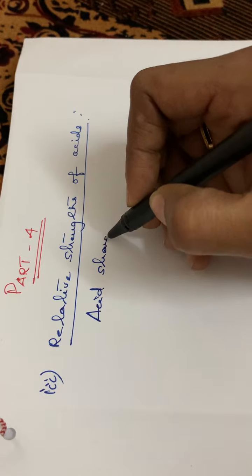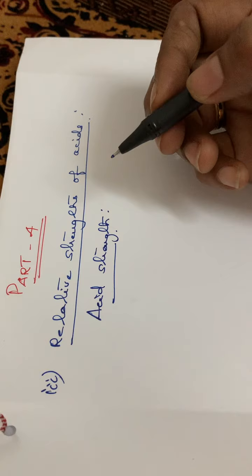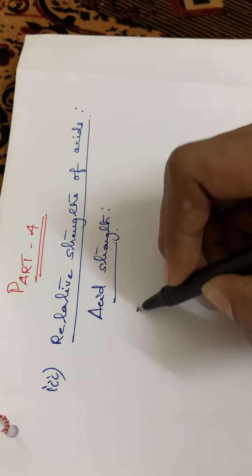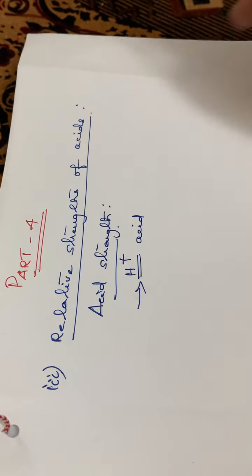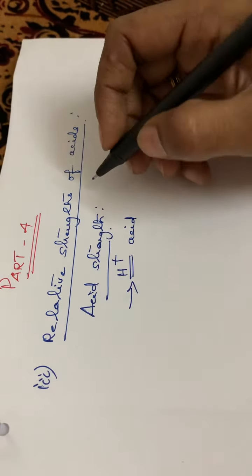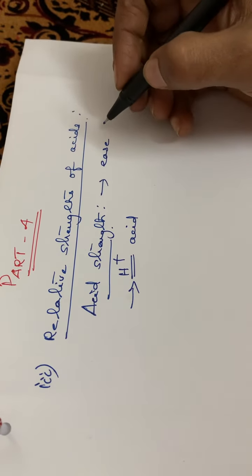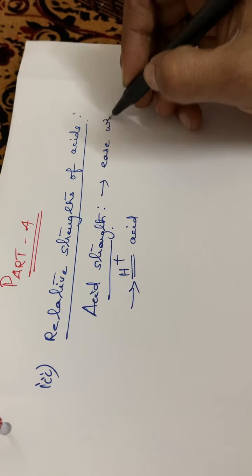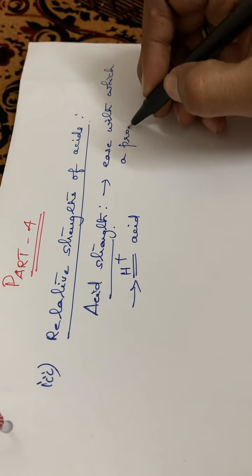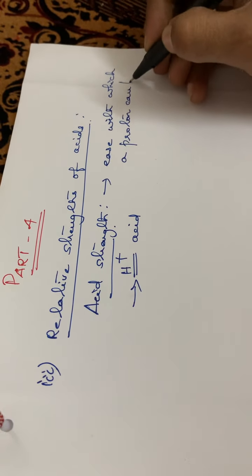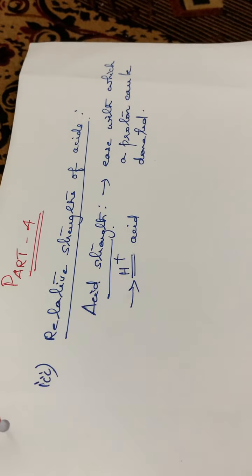An acid means a substance which can donate a proton, that is called an acid, isn't it? A substance which can donate an H plus is called an acid. And while considering acid strength, it can be defined as the ease with which a proton can be donated. Acid strength is the ease with which a proton can be donated.